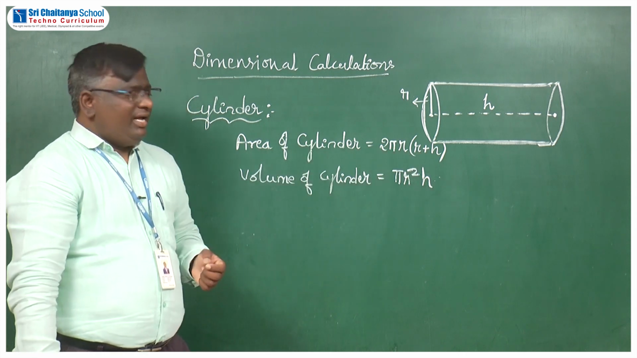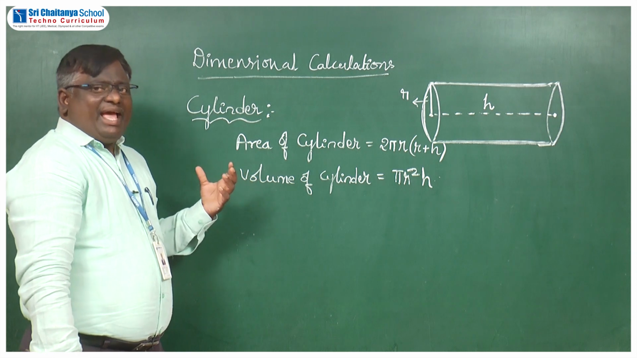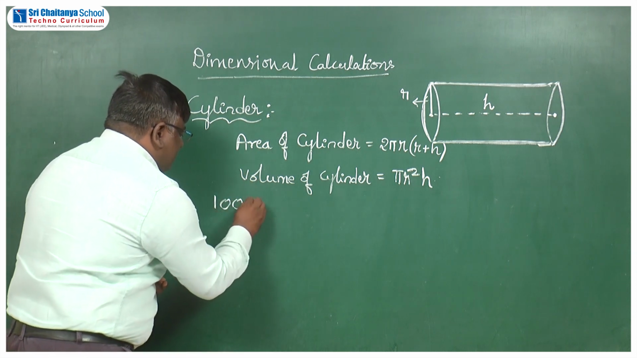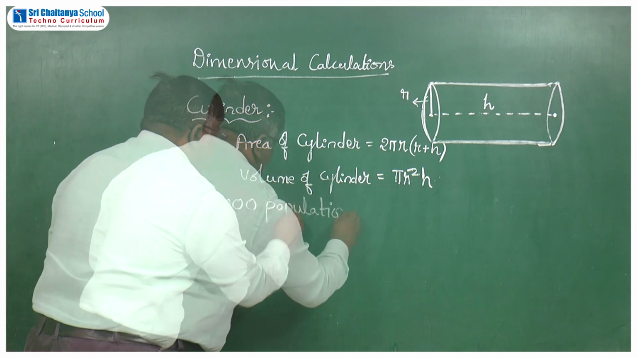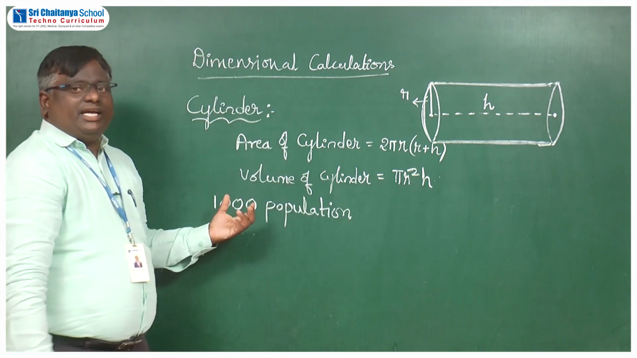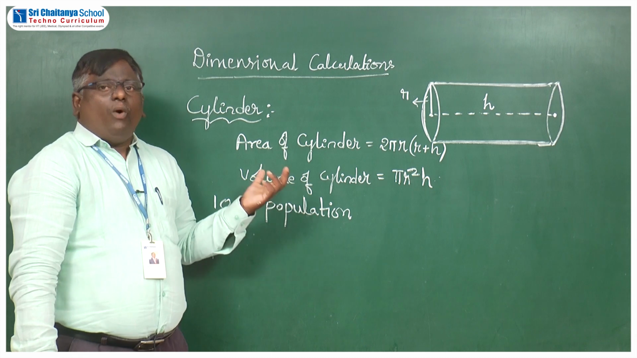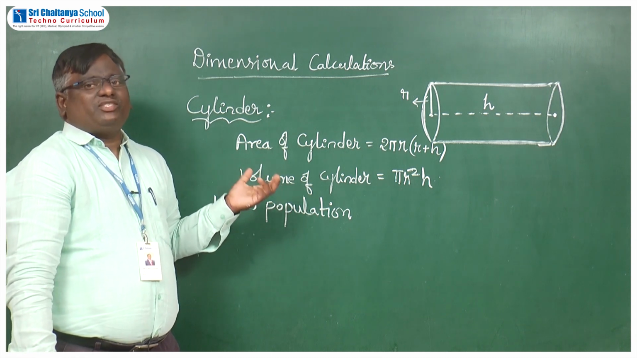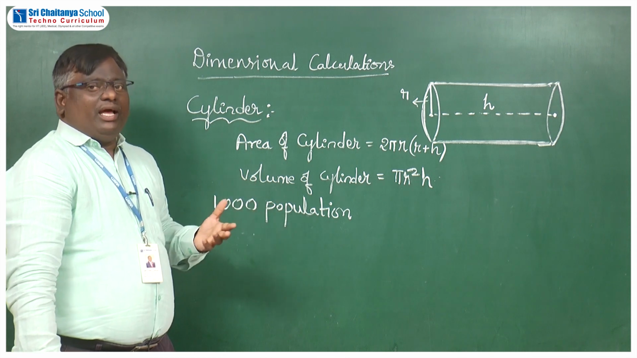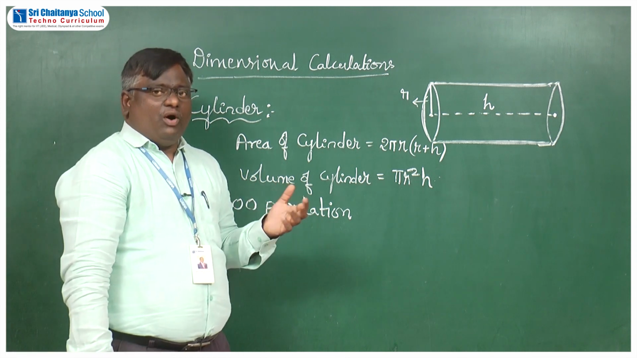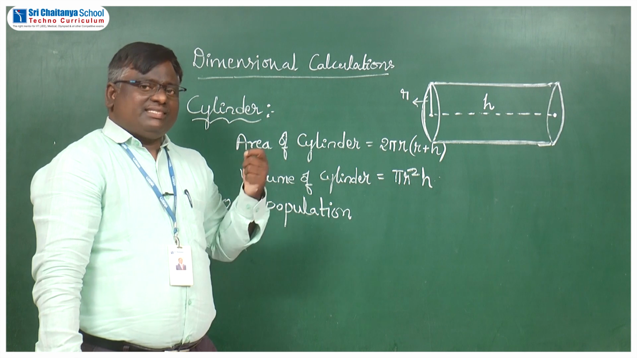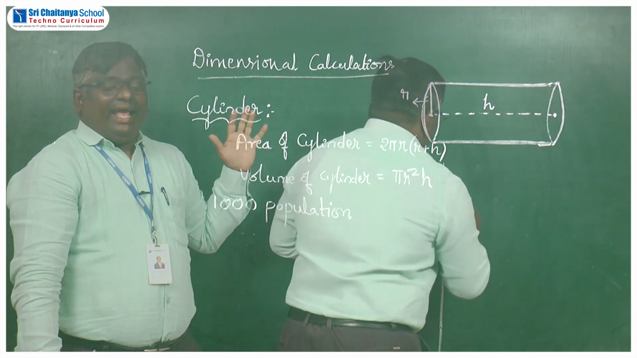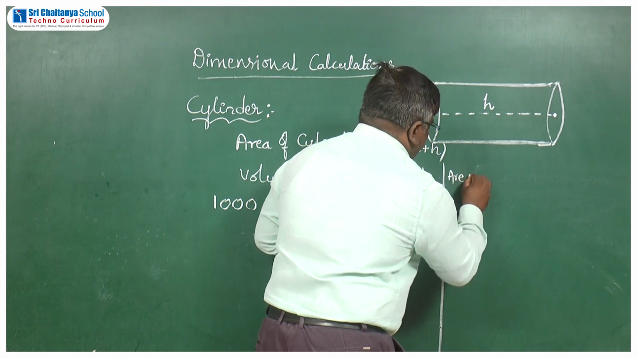Now my dear children, you can see for the same population, let us suppose 1000 population was taken. For the same population, what is the area and what is the volume we require inside the space colony? You know very well the area per person. Already we discussed this in the previous class. So, area per person.